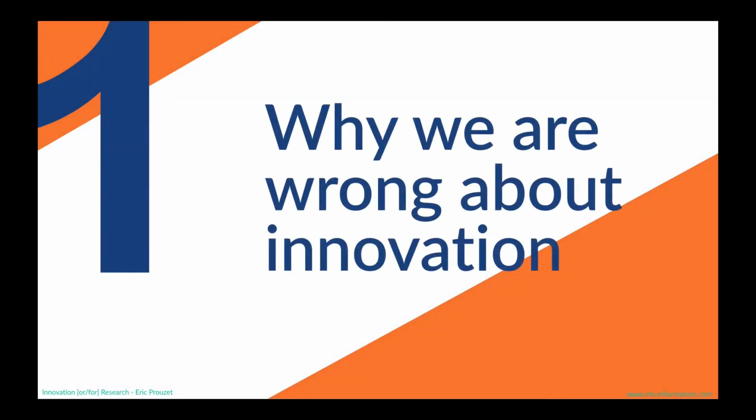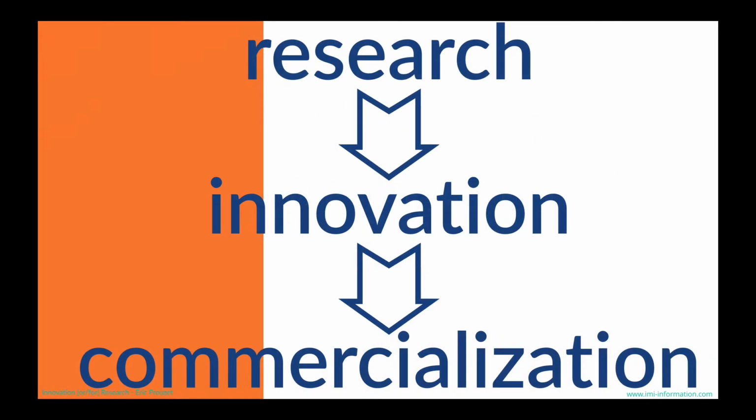In this first model, we will see why we are usually wrong about innovation. What we used to think about innovation and the connection between research and innovation is not perfectly right, or even totally wrong. What we used to think is that we have a logical path, and the logical path will begin with the research, so we do research.